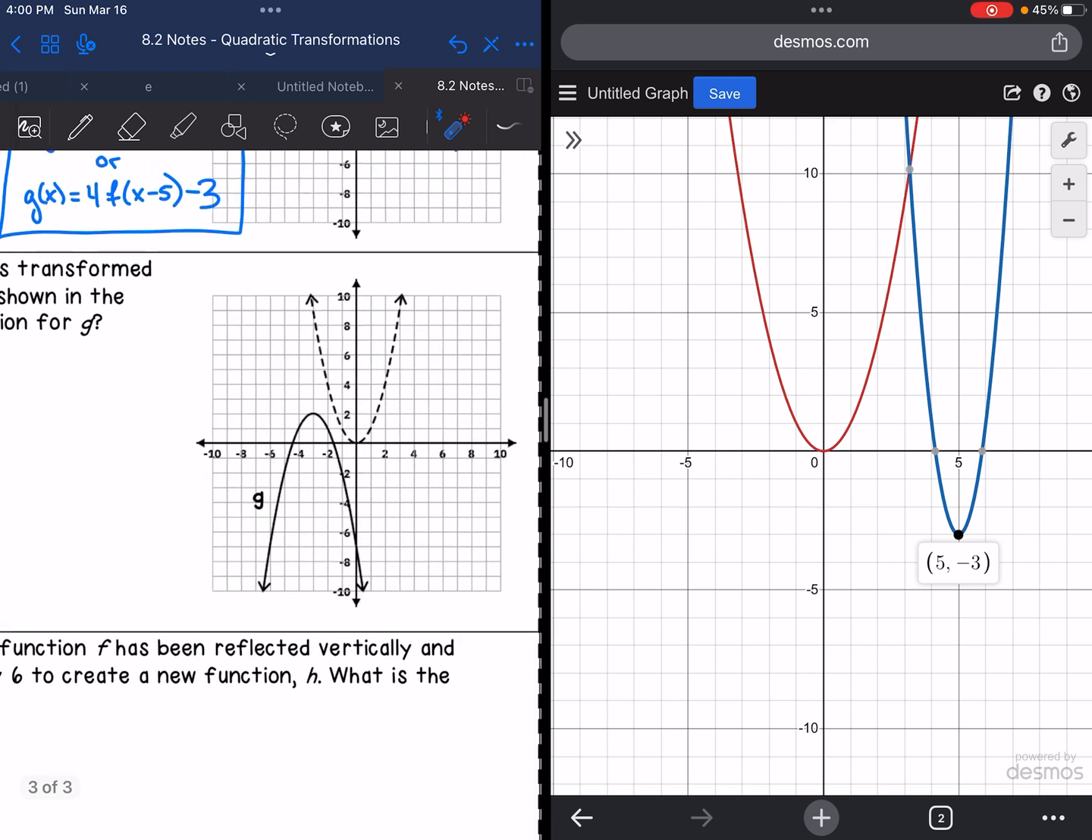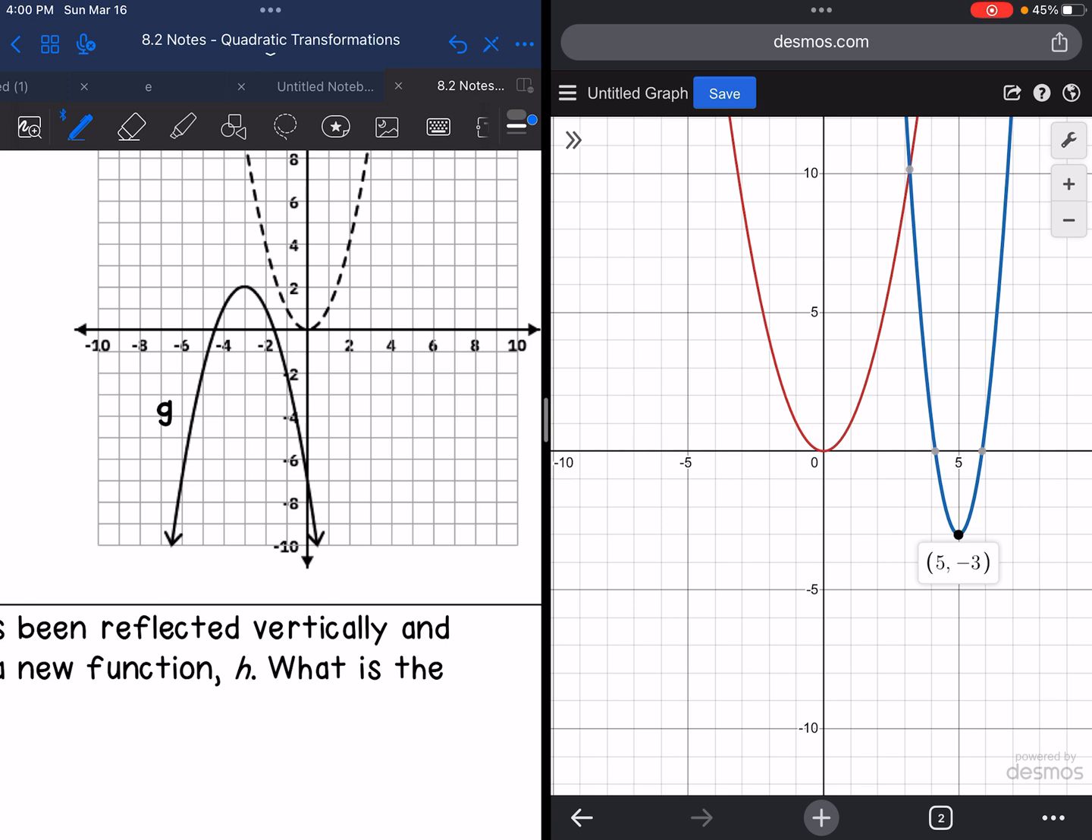So same idea. Let's identify what's happened. First thing I notice right off the bat, this has been flipped over. This opens down. So that means I'm going to need to remember to multiply my function by a negative for that to happen. Looking at translations, originally my vertex is at (0, 0). To get to my new vertex, I have to go up by 2 and left by 3 because my new vertex is at (negative 3, 2). Okay, so I've got those happening.